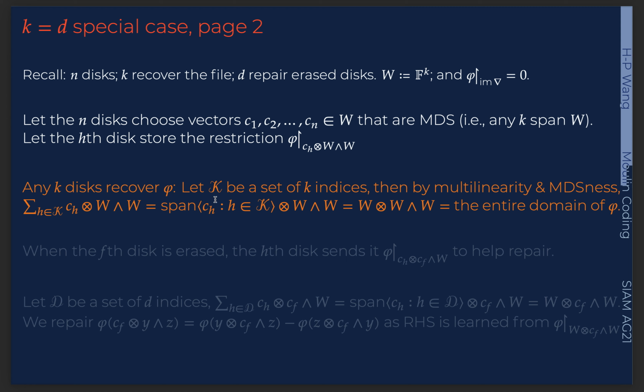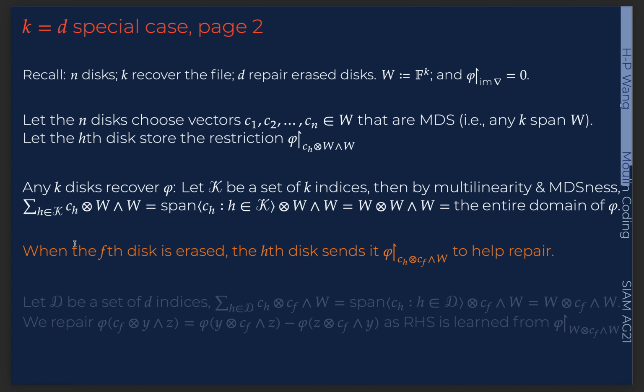Let calligraphic K be a set of k indices. Then the summation of CH tensor W wedge W over H in K is equal to the span of CH over H in K tensor W wedge W, by linearity. This then equals W tensor W wedge W by the MDS property. But the latter term is just the entire domain of phi. Once we learn the restriction of phi to its entire domain, it's equivalent to learning phi. So that finishes the proof.